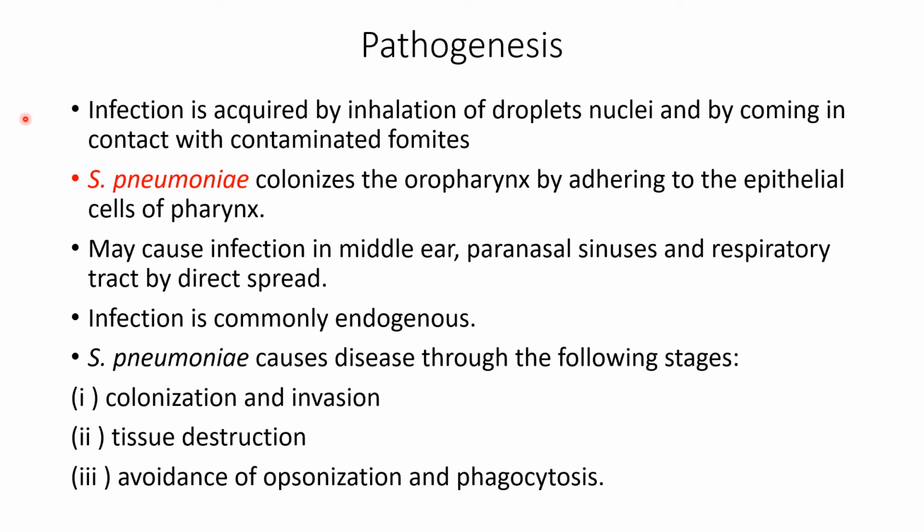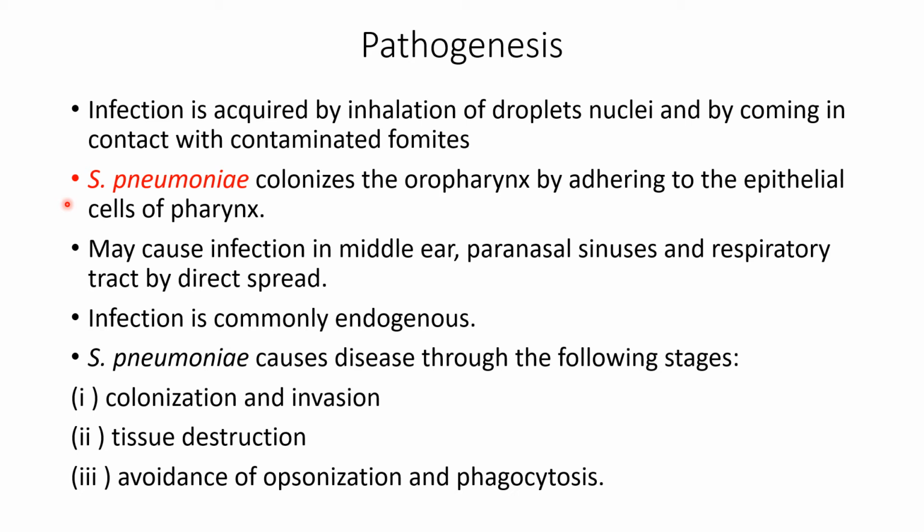Talking about the pathogenesis of pneumonia, infection is acquired mainly by inhalation of droplet nuclei and also by coming into contact with contaminated fomites, that is inanimate objects. And sometimes infection can also happen from an endogenous route, that is the organism which is normally present in the respiratory tract, because of disturbance in the immune machinery of the person. From an endogenous route also it can cause infection.